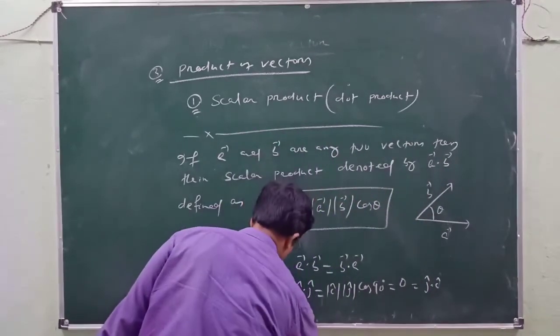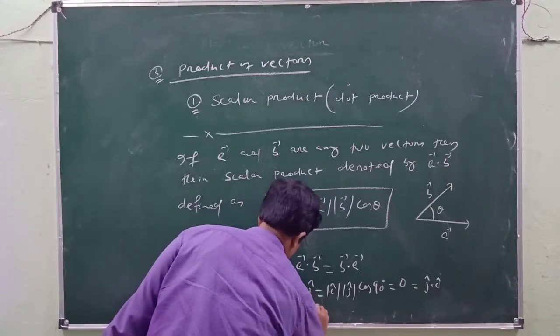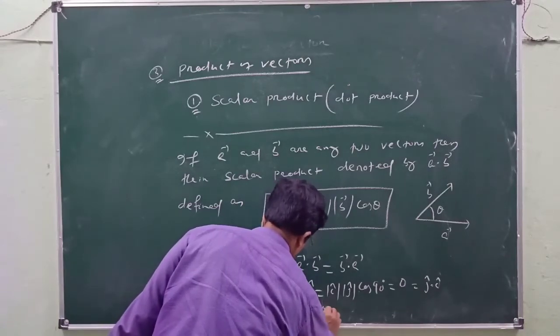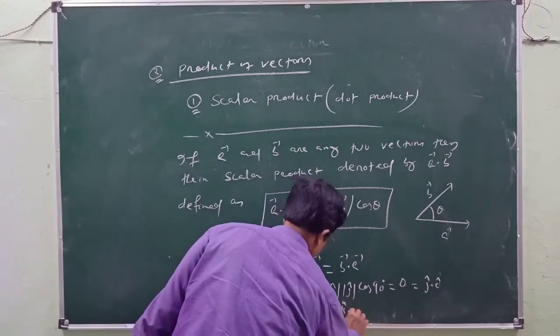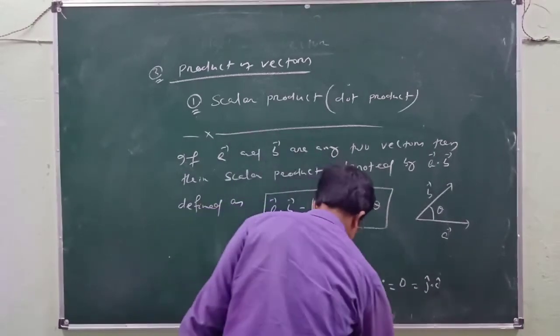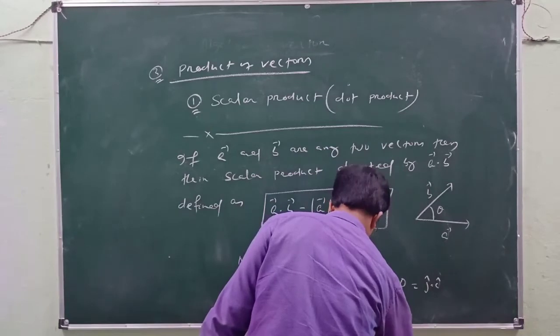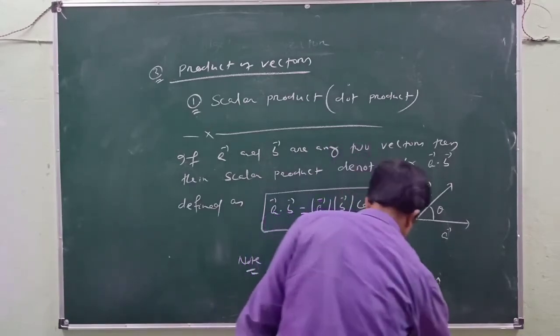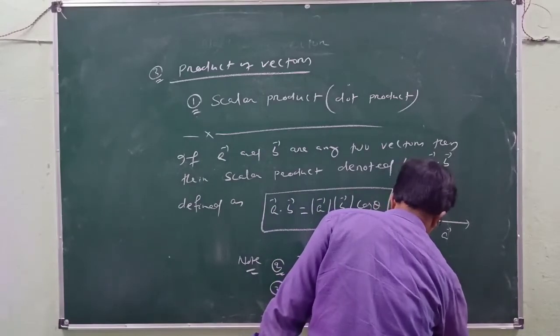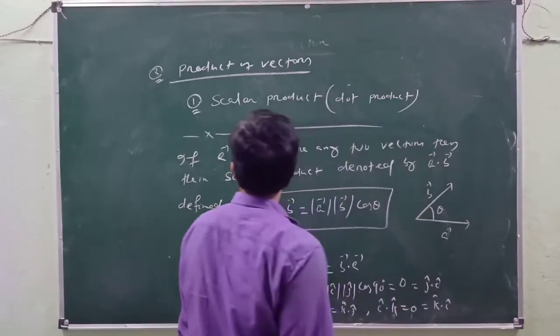Similarly, look, J dot K equals 0, which equals K cap dot J cap. Also I cap dot K cap is 0, which is also K cap dot I cap.